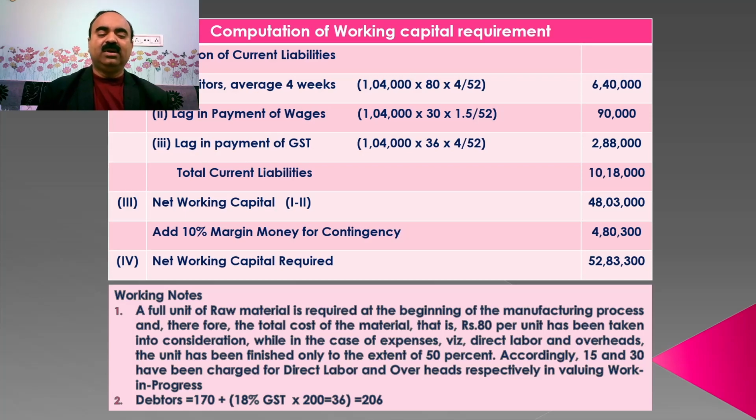Working note 2: Debtors amount is calculated as 170 plus 18% GST of 200 rupees selling price, that is 36. By adding 36 rupees GST to the 170 rupees, we got the final amount of 206 rupees.